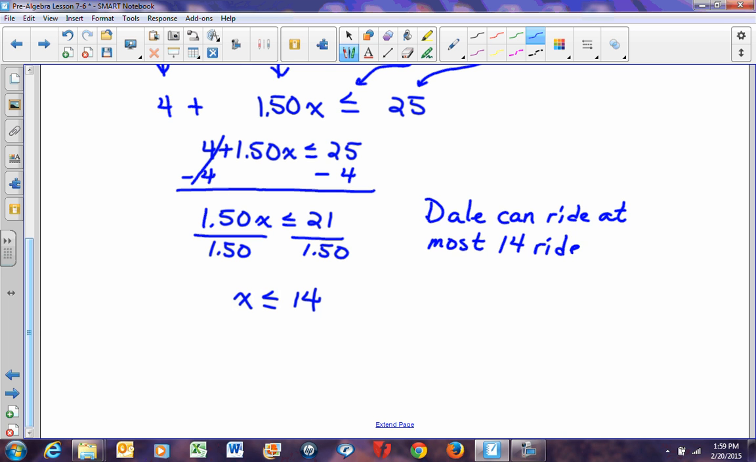Or you could say Dale can ride 14 rides or less. It says the same thing. But you can't say Dale can ride 14 rides because he could ride less than that. So you need to say at most, or he can ride 14 rides or less.